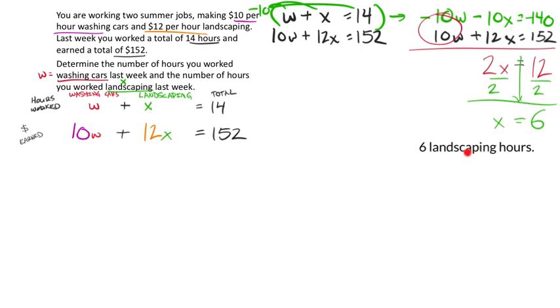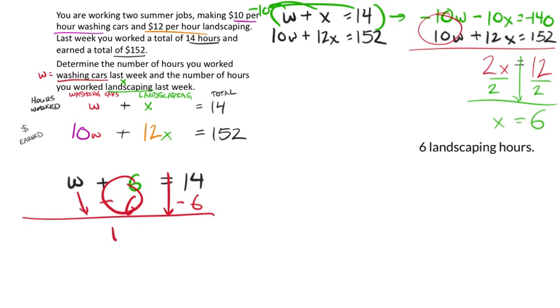So if you work 6 hours landscaping, how many hours did you spend washing cars? This equation is going to be a lot easier to use, so I'm kind of glad that it's the top one. It was W plus X equals 14. And right there, we just found the X value is 6 hours landscaping. So quick, easy equation to solve. We'll just subtract 6 from both sides. So that zeroes that out. I got my number of hours washing cars. Appears to be 8. So again, as a word problem, this is 8 hours washing cars.